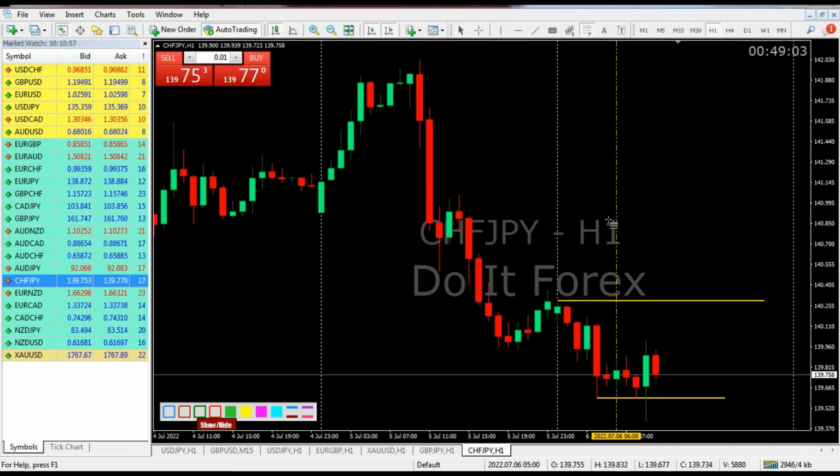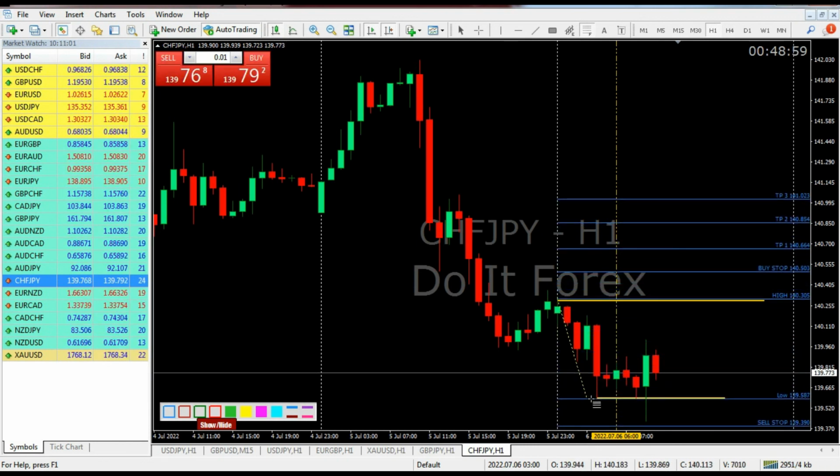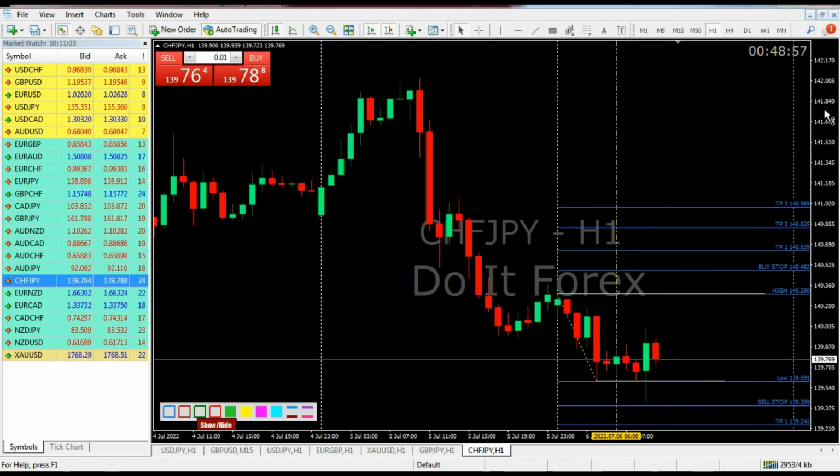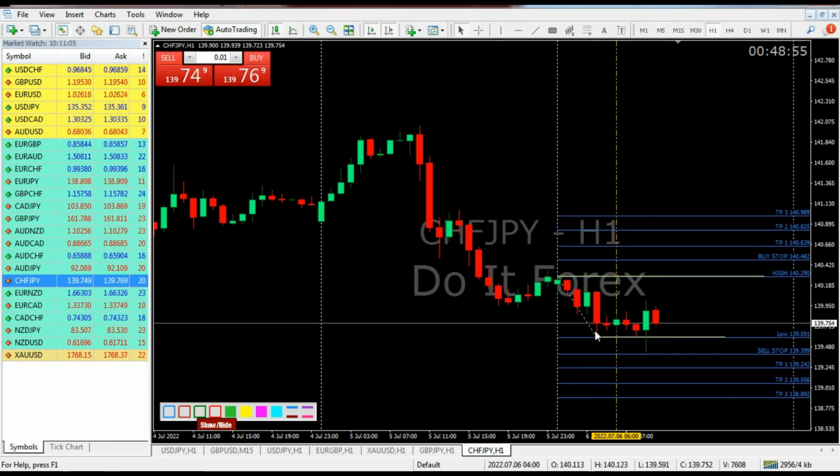Then we just take our Fibonacci custom and we retrace like this. So I have to wait, guys, if this candle closes on the low of the sell stop here, I will place my sell entry.